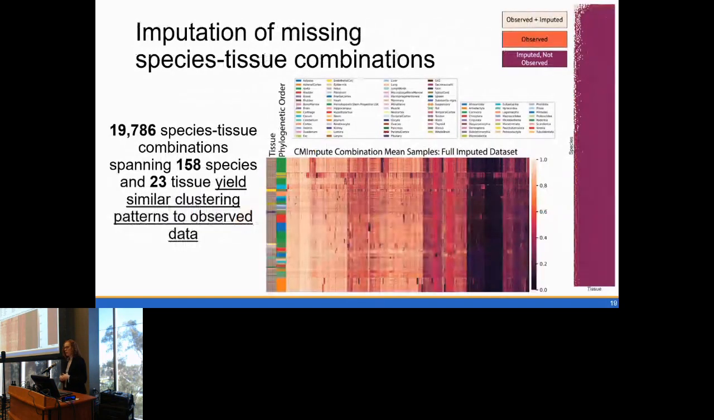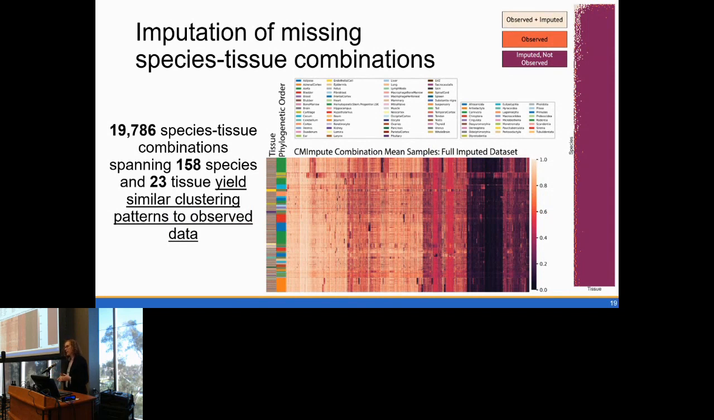Once we validated the performance, we used CM impute to impute 19,786 new species tissue combination mean samples that fill in the remaining 96.4% of the potential combinations in our grid, shown in magenta in the figure on the far right.